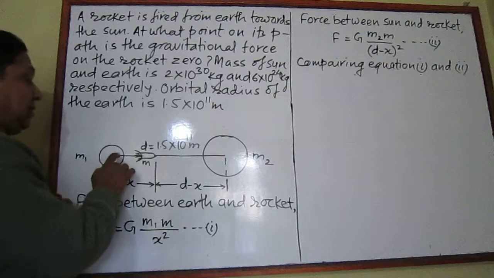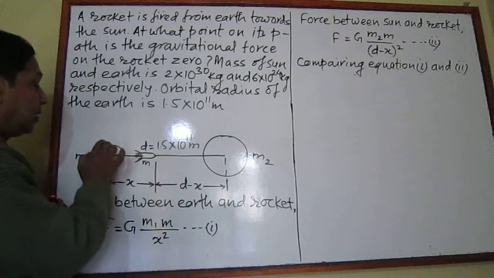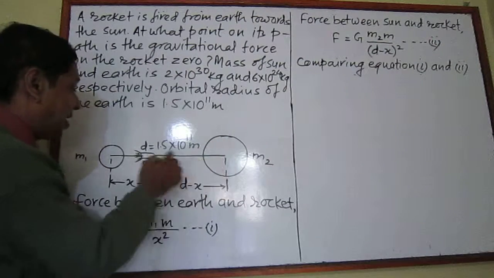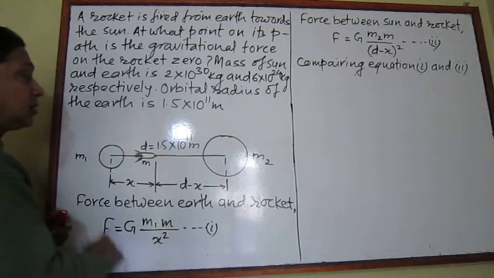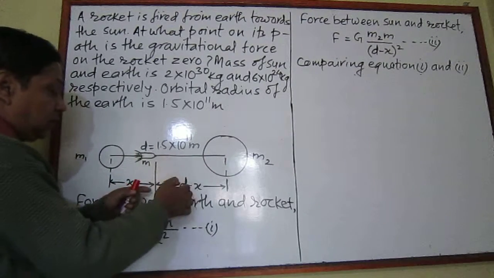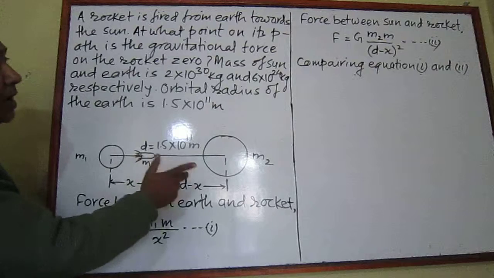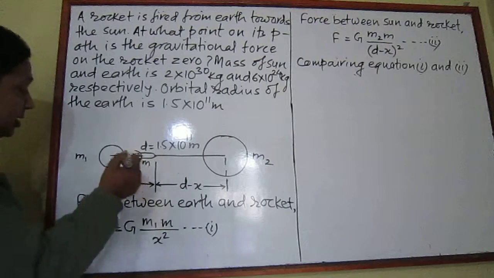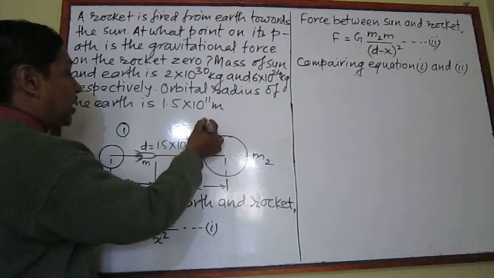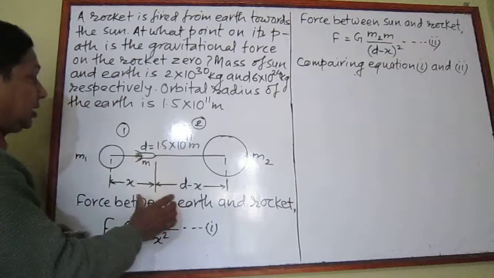And let's say when the rocket reaches this point, that is x, then the gravitational force of the Earth acting on the rocket will be neutralized by the gravitational force of the Sun acting in the opposite direction on the rocket. So if the total distance is d, then the distance between Sun and rocket will be d minus x. Now I want to divide this into two parts. One, the gravitational force between Earth and the rocket, first part, and the gravitational force between Sun and the rocket, second part. And these two forces are equal. That's why I am making two equations to solve this numerical problem.